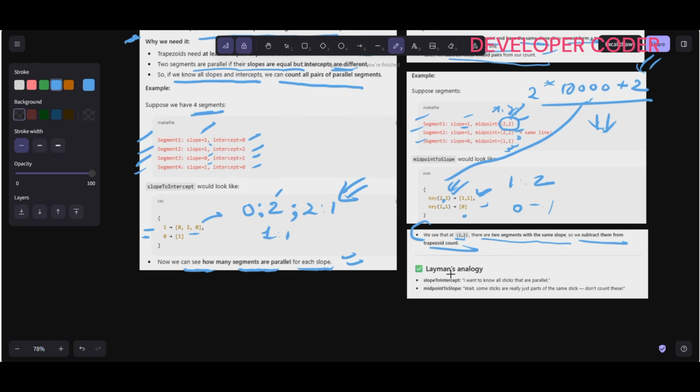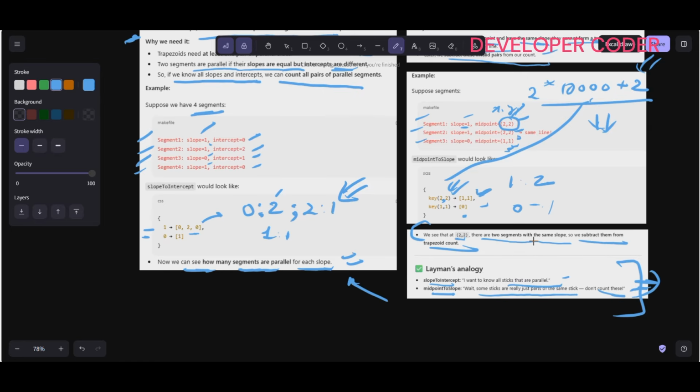And a layman's analogy: you can say slope to intercept, first one, I want to know all the sticks that are parallel. Midpoint to slope means, wait, some sticks are really just parts of the same stick. Don't count this, right? So this is what these two refer to.